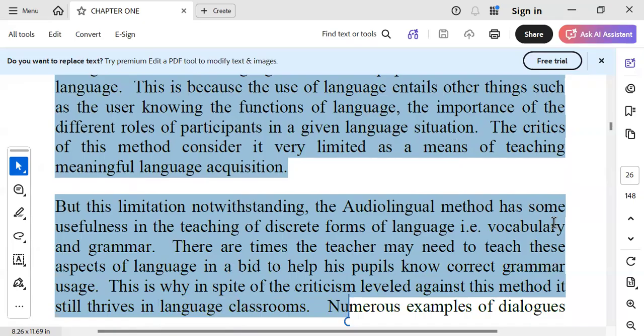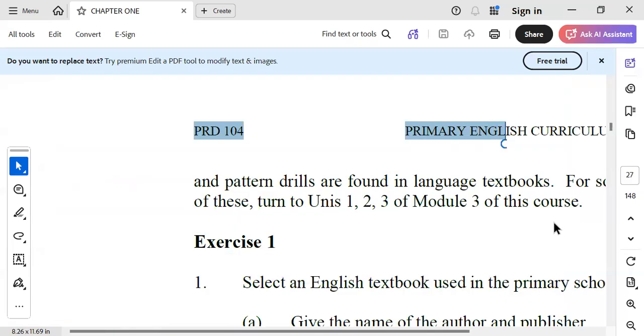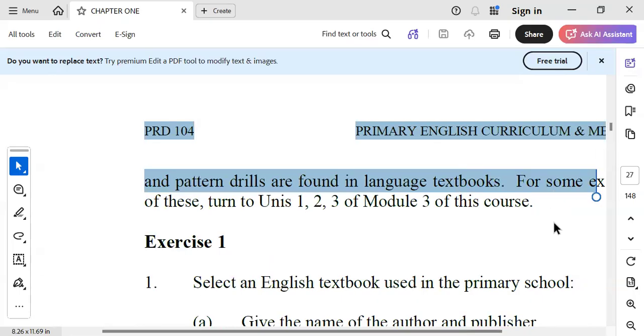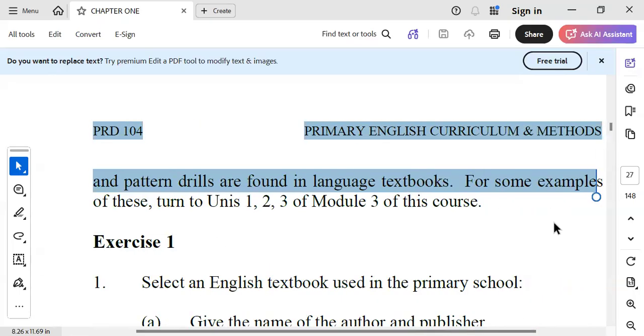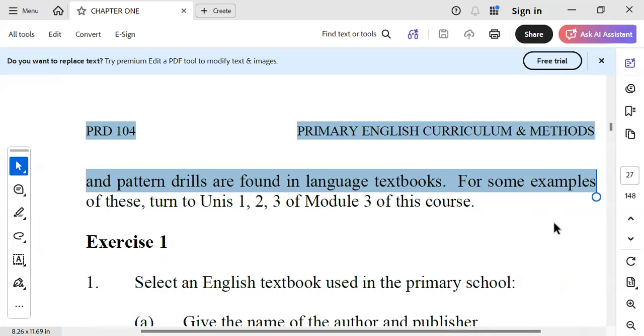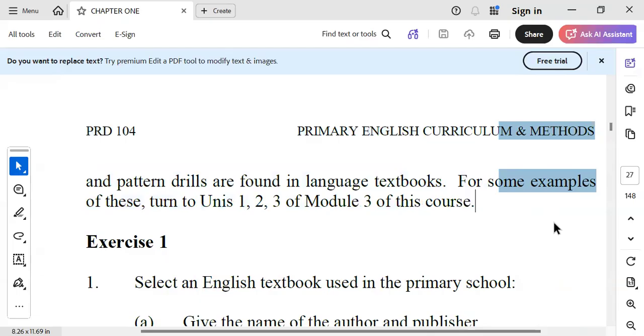classrooms. So, numerous examples of dialogues and pattern drills are found in language textbooks. For some examples of these, don't worry, we'll turn to, I think we've done something similar to that.